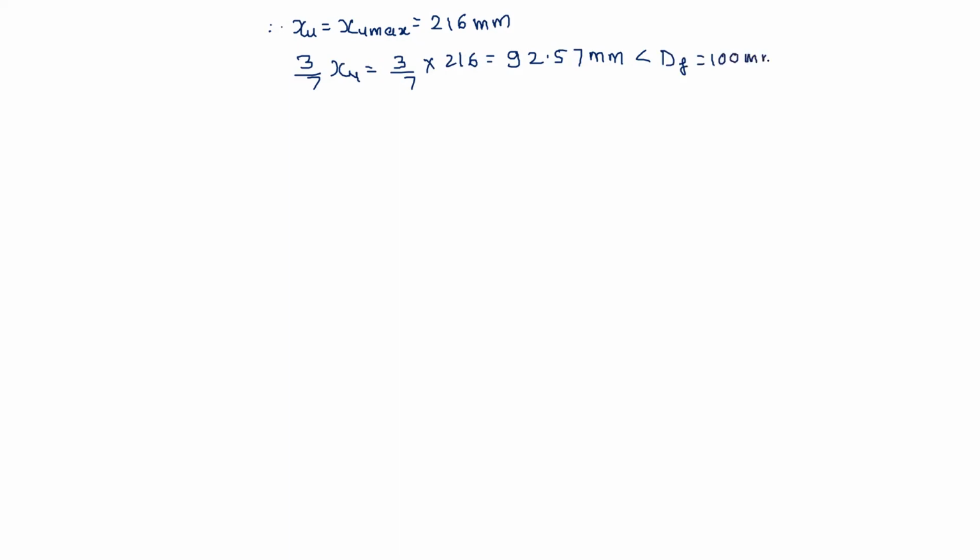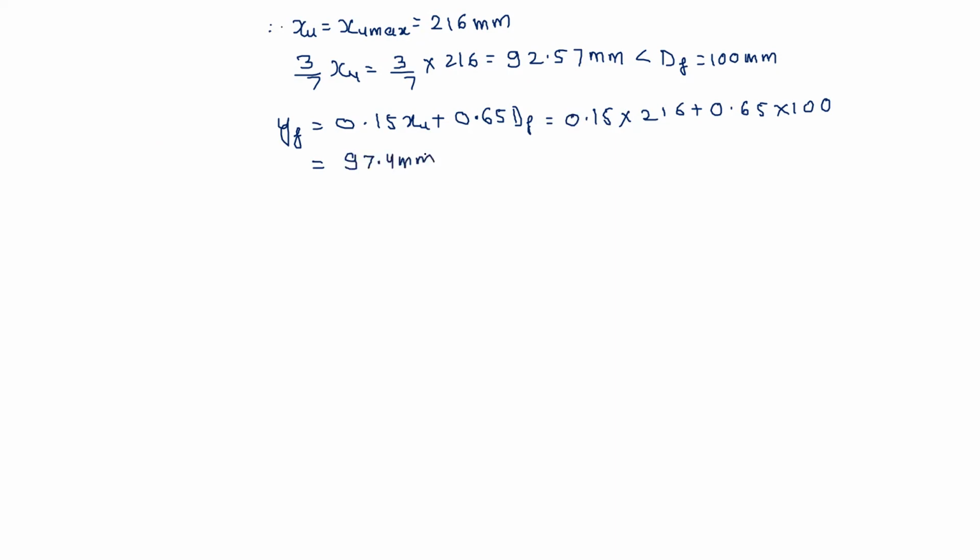And then our stress is not uniform, and we have to use YF. YF we have 0.15 XU plus 0.65 DF. 0.15 XU we have 216 plus 0.65 DF we have 100. And from this we will get value of YF, that is equal to 97.4 millimeter. You can see this is less than DF, that is 100 millimeters.